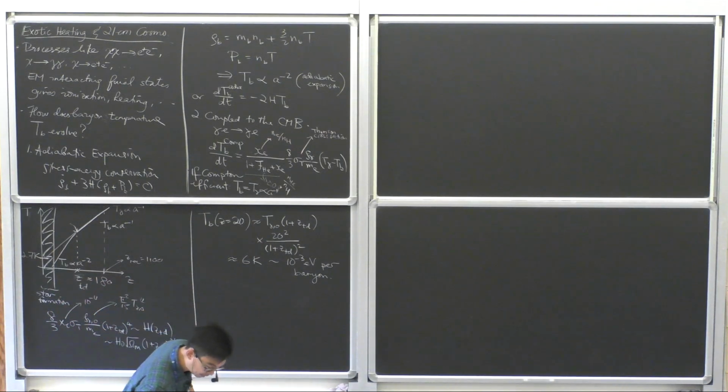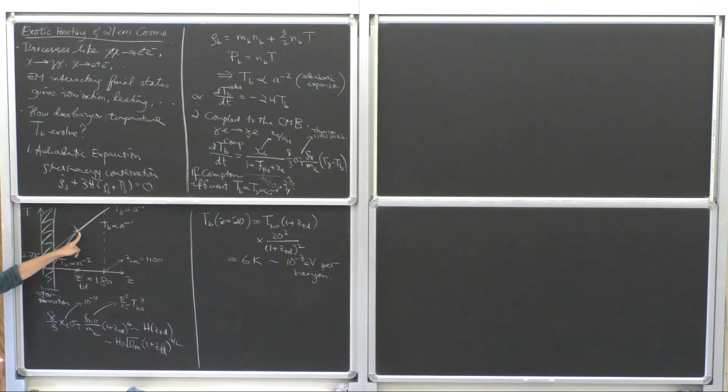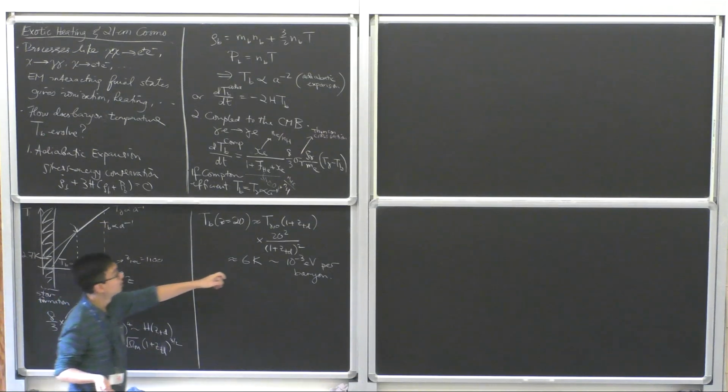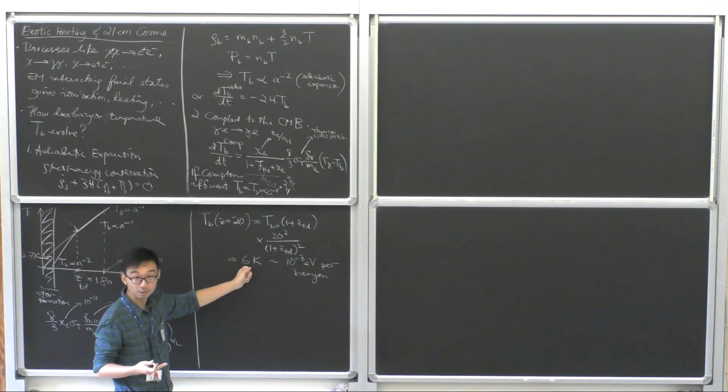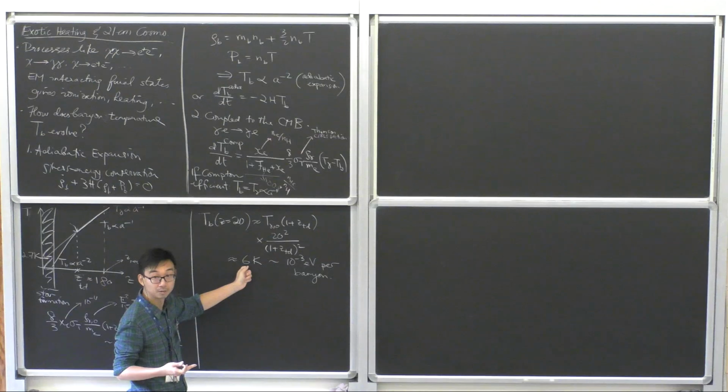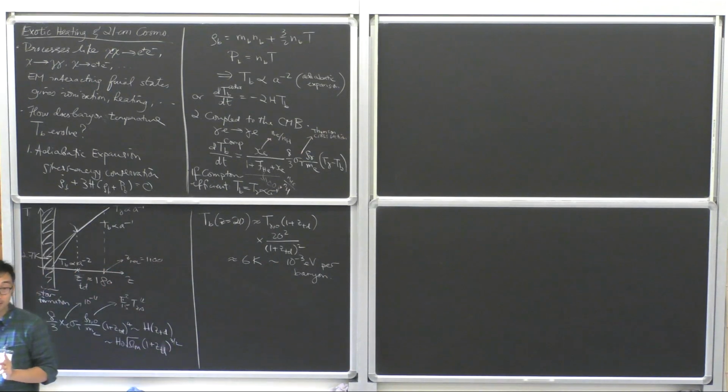And so again, the name of the game is, for exotic energy injection, if between T decoupling and Z of 20, which is a delta Z of about 150, 160, right? If you can inject enough energy such that let's say you make an order 1 correction to the T baryons, then if you could measure the temperature, you would expect to be able to be sensitive to such sources of exotic heating, okay?